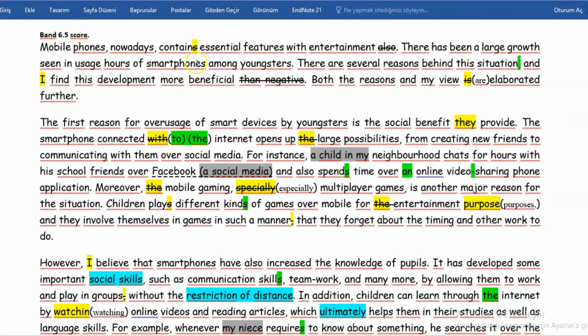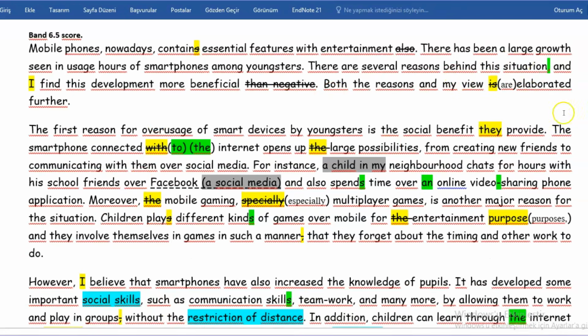Mobile phones nowadays contain, without this, essential features with entertainment. Also, there is no need for "also" here. There has been a large growth seen in usage hours of smartphones among youngsters. There has been a significant growth in the usage of smartphones among youngsters in terms of hours.